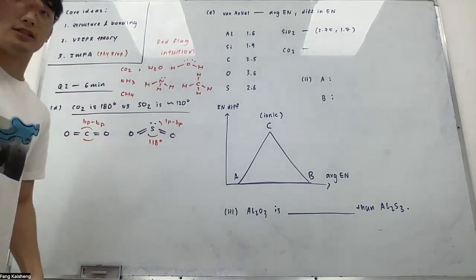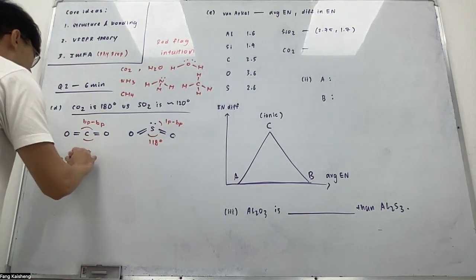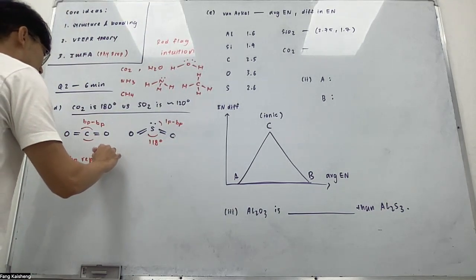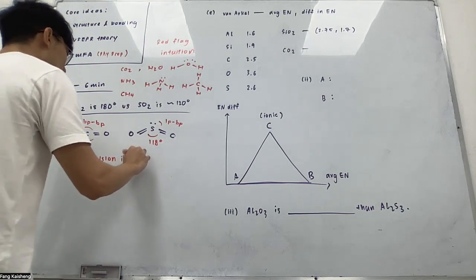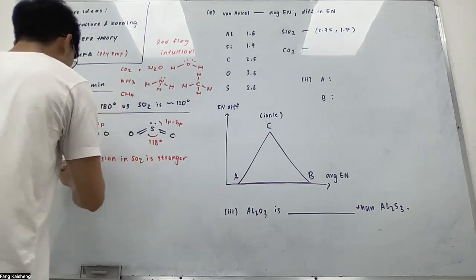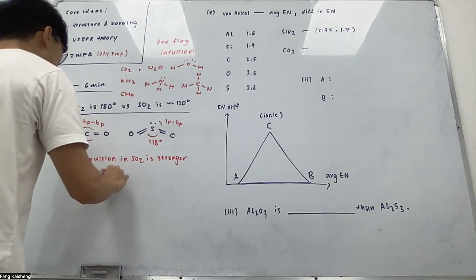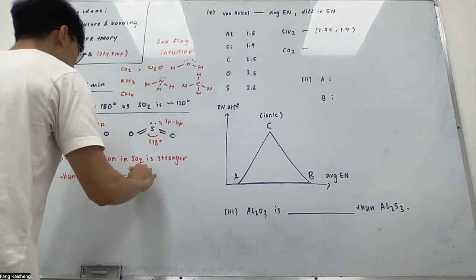The reason why it's 1 mark is because all you need to tell me is this: lone pair, bond pair repulsion in SO2 is stronger than the bond pair repulsions in carbon dioxide. Finish.